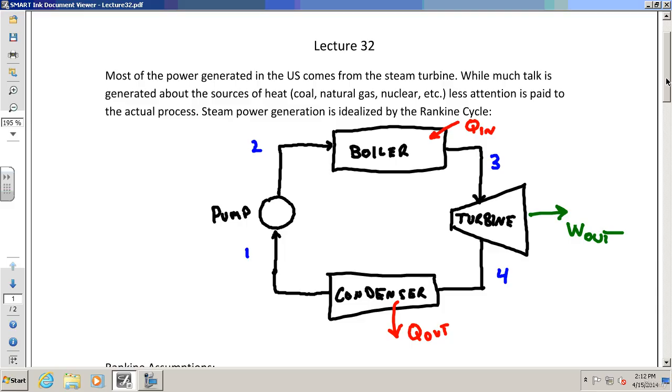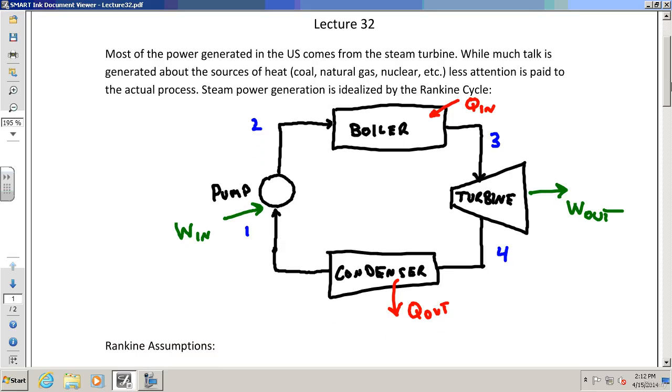Oh, and by the way, I do have to pay a price for all this in terms of work. Part of that electricity that I generate goes to the pump. I have to plug the pump in, so I do have some work in as well. It better be way bigger out than in, or you have a really bad power plant, or a really problematic pump. And that's partly why we have a condenser in the first place.